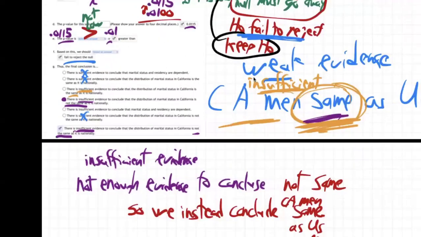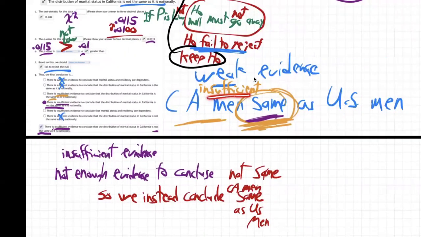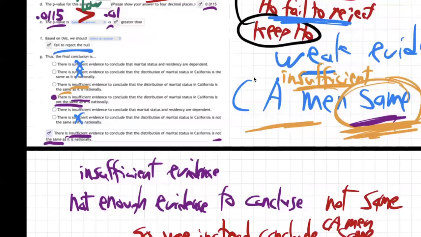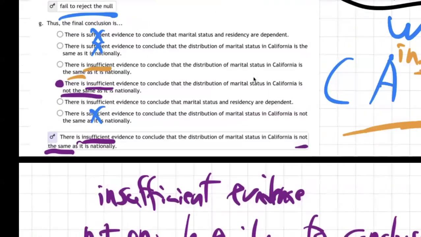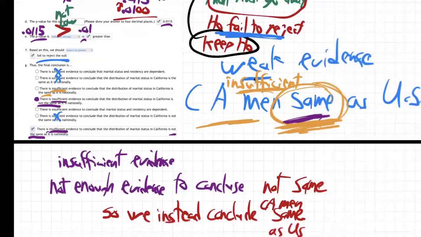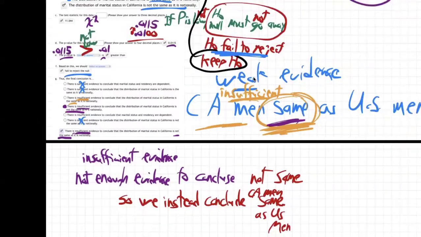That's what this is saying. That's our conclusion, right? Because we know it's insufficient evidence. So whenever it's insufficient, you have to read these carefully. There was insufficient evidence to conclude they were not the same. So we concluded they are the same. And that's what we conclude. They're the same. Now, let me go over this one more time.